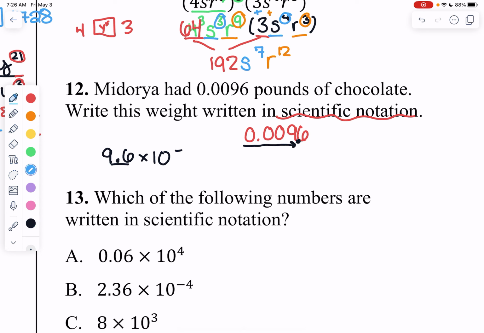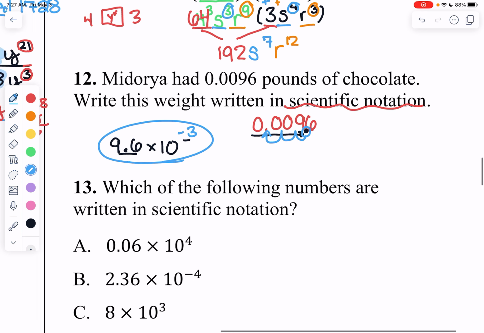Then we just need to ask ourselves, how many times do we move this decimal point to get back to the old decimal point? So we go 1, 2, 3 jumps to the left. Since we're going to the left, that is a -3. Here's our answers. That was a little bit of a speed run. So take a break. And go to number 13.